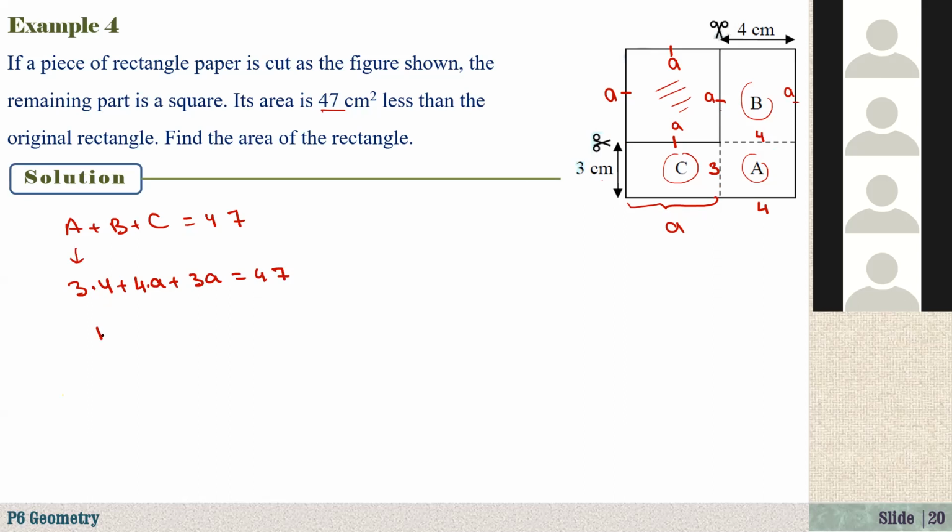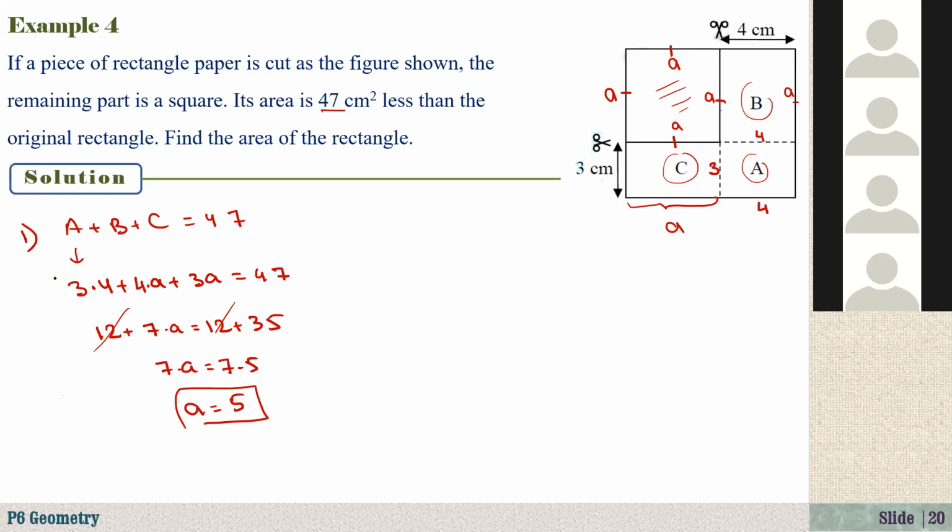3 times 4, it is 12. 4 apples plus 3 apples, that is 7 apples. 7 times A equals 47. I can write it as 12 plus 35. This 12 is gone. And 7 times A, how about 35? It is 7 times 5. So our A is equal to 5 centimeters.